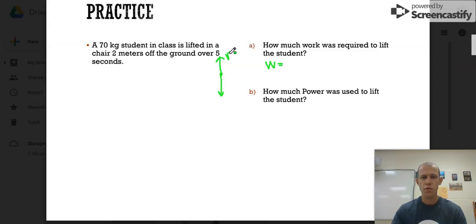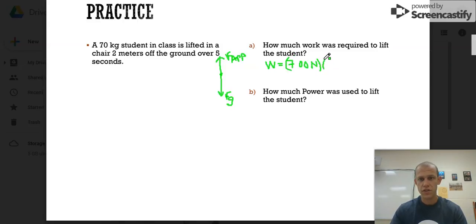So that applied force would have to match or exceed the gravitational force. Right now, we're going to say the student was lifted at a constant rate up, so it's going to match the force due to gravity. So that means we have to take 70 times 10 meters per second squared to get out our weight force. So 70 times 10 would be 700 newtons.